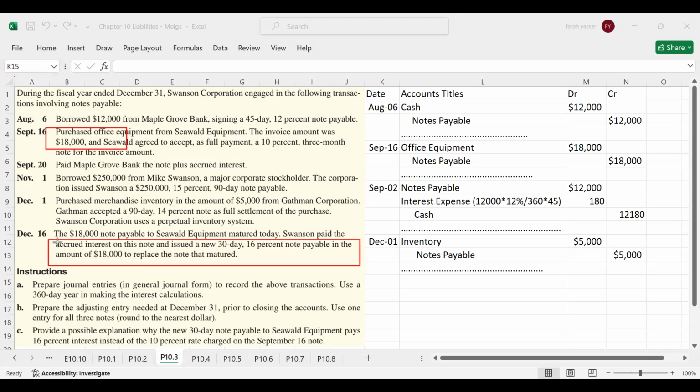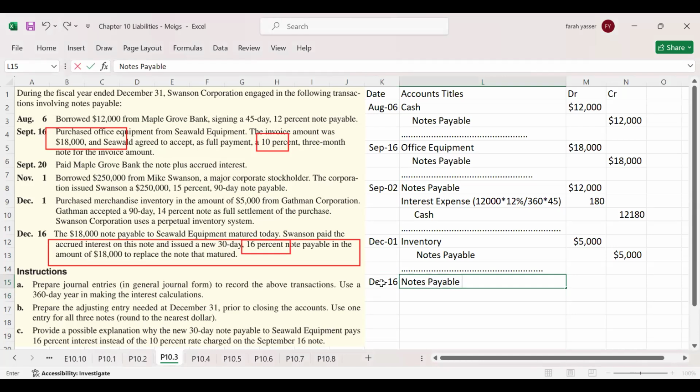But the company extended the payment date by converting this 10% note into a 16% note payable. So again, the entry would be on December 16, and notes payable will be debited. Notes payable, and this note is the new note which is at a 16% rate of interest, and the company also will have to pay interest expense on the previous note.